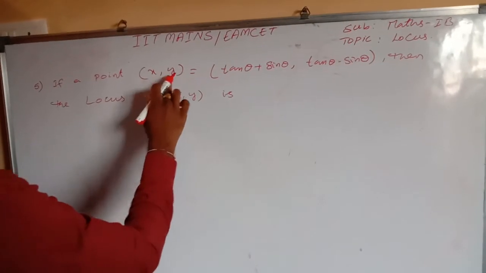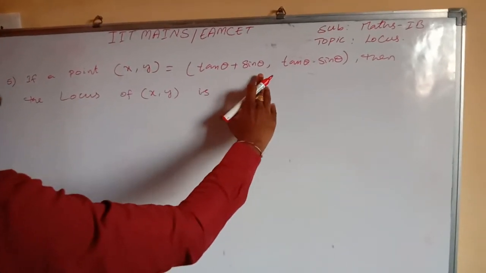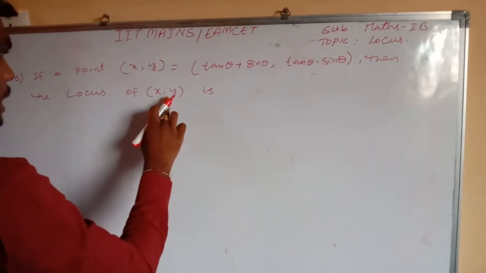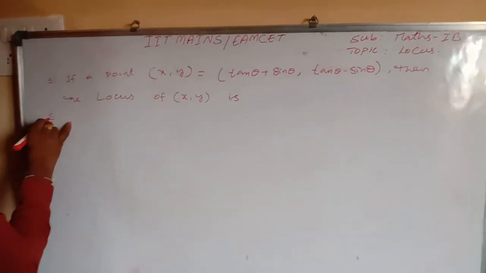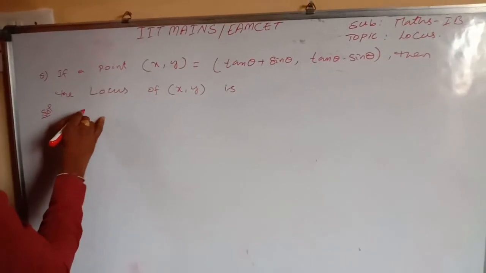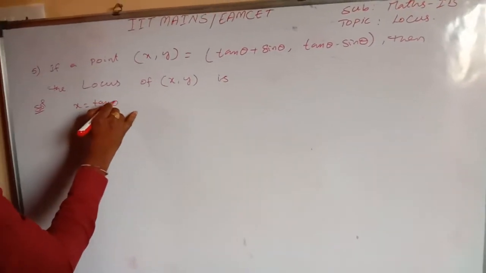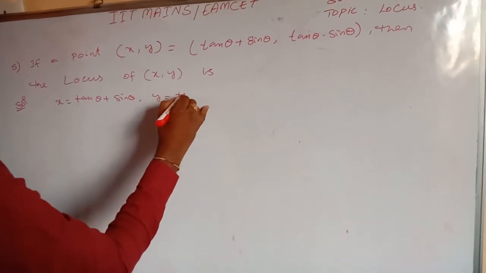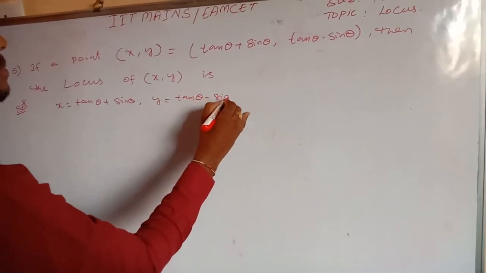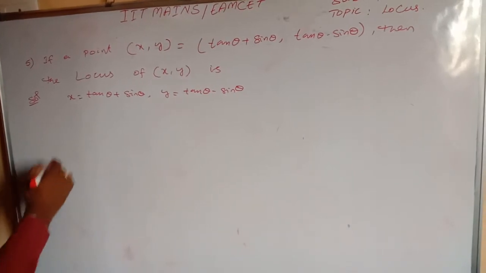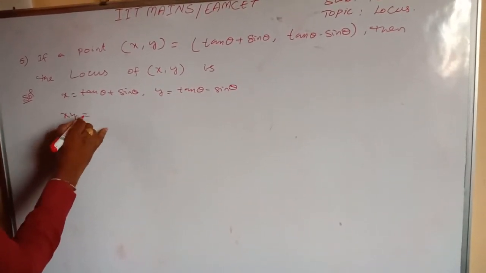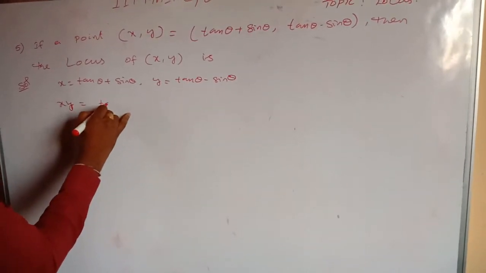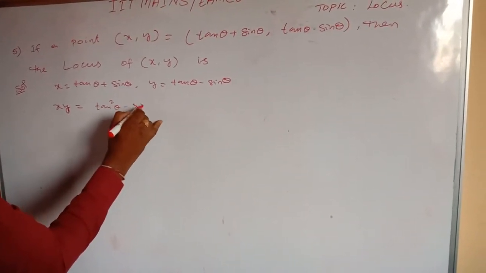The point (x, y) is equal to (tan theta + sin theta, tan theta - sin theta). Then the locus of (x, y) is, now here x is equal to tan theta plus sin theta and y is equal to tan theta minus sin theta. Here xy is equal to (a plus b) into (a minus b), a square minus b square.